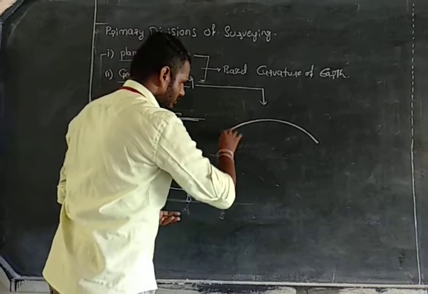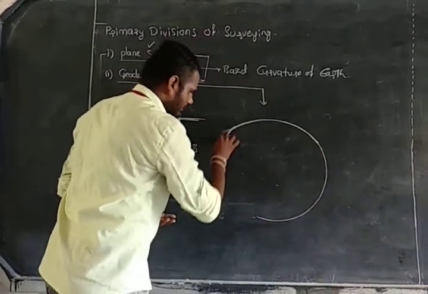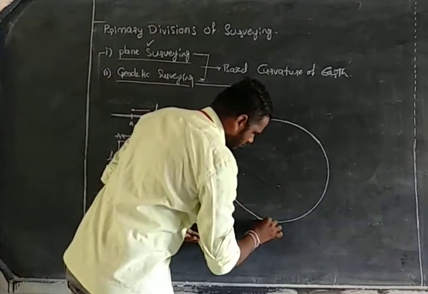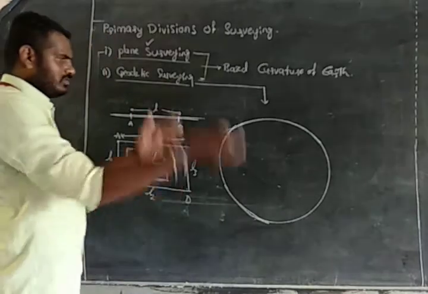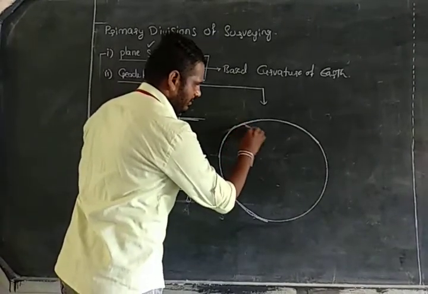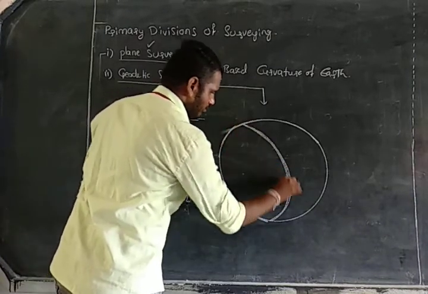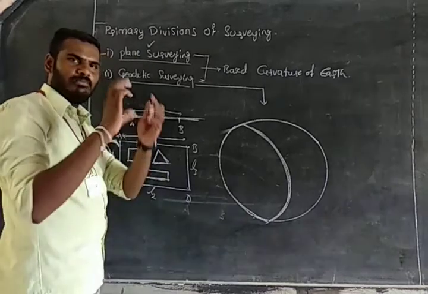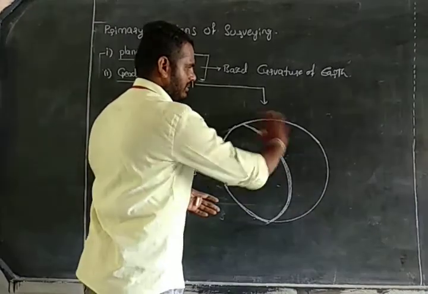So this is the ground. Let us consider that this is the earth, which is generally in the shape of an oblate spheroid, not a circle. In this, take any position. Now what I want to do is separate a part of the earth. Let us take a ball and cut a part of the ball. So you can see such a particular shape.